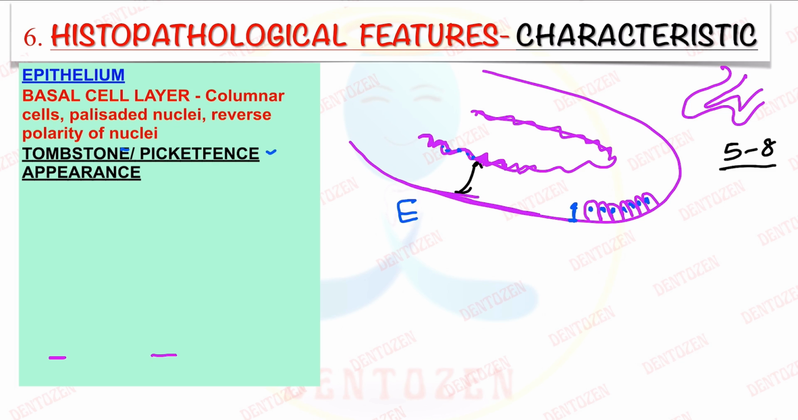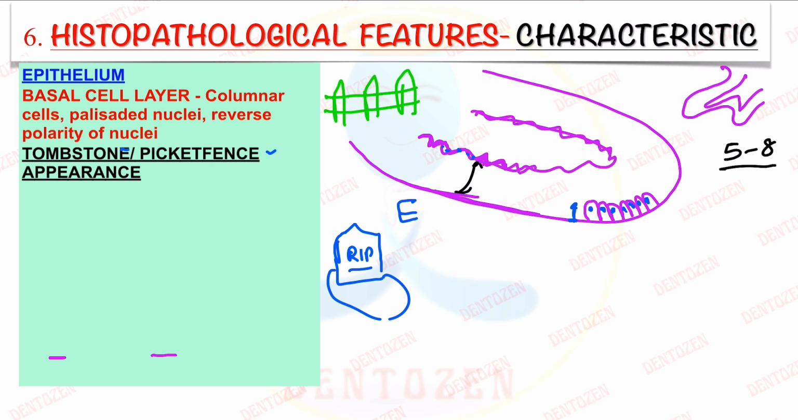Very, very important viva question. Tombstone, you might have seen large, flat, inscribed stones over the graves. That is why it is called tombstone. And picket fence, you might have seen the garden fences which are made up of longitudinal structures with horizontal connections, so it resembles that. That's why it's called picket fence.